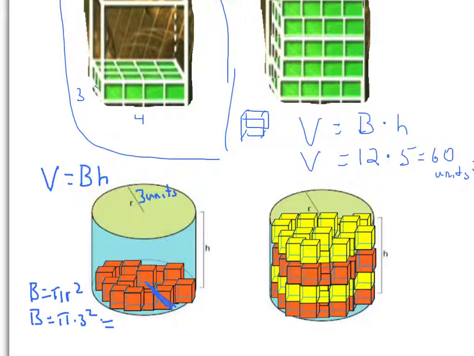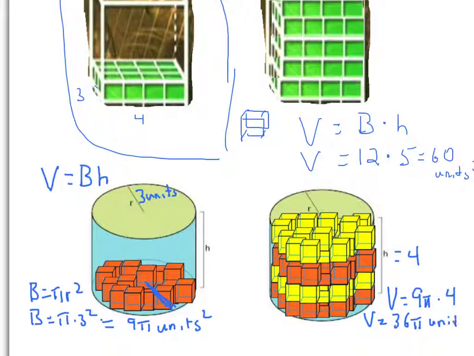That's going to equal 9 pi square units, and I'm going to multiply that by the number of layers high, which you can see is 1 layer, 2 layers, 3 layers, 4 layers. So the height here is equal to 4. So my volume for this cylinder would equal 9 pi, which is my base area, times my height, which is 4. So the volume here would be 36 pi, which is a little bit more than 3 times 36 cubic units. That's what I would have here for my volume.